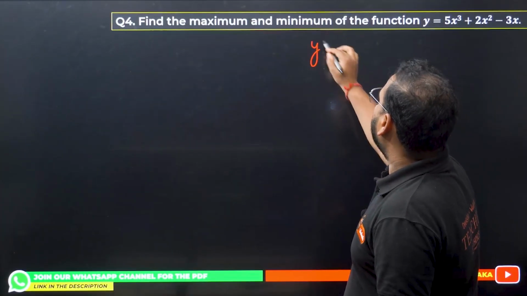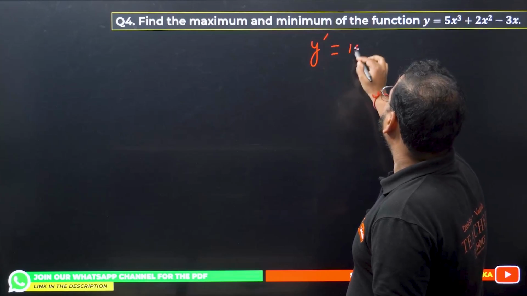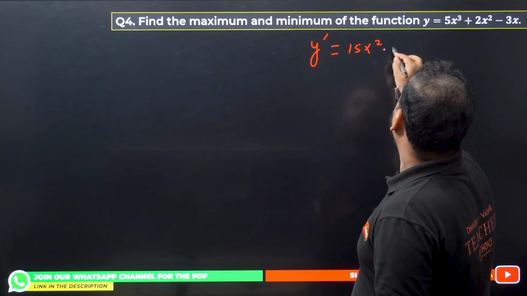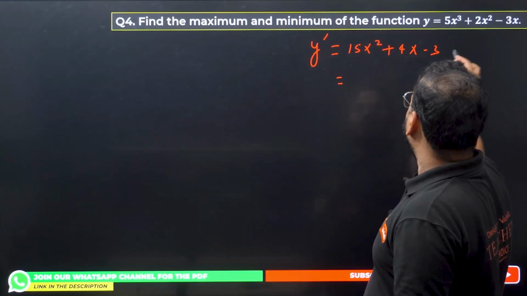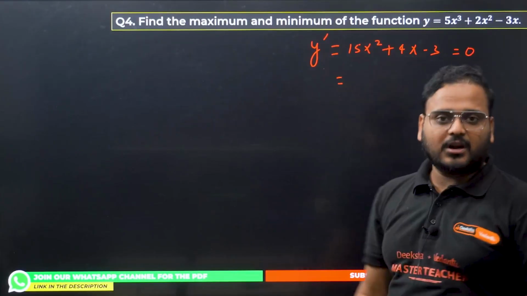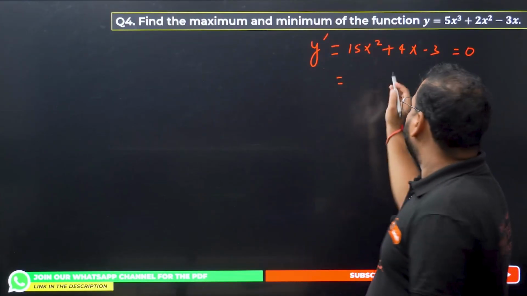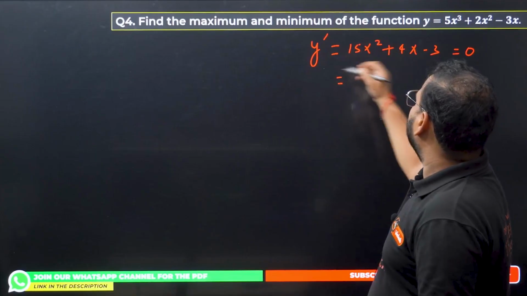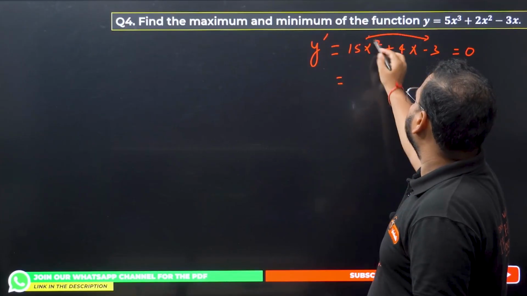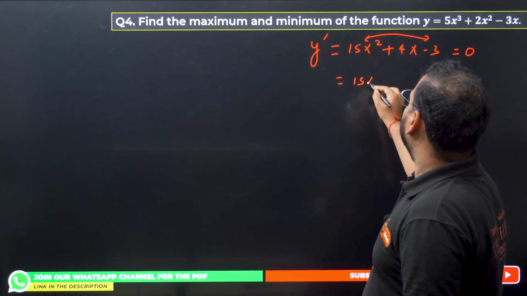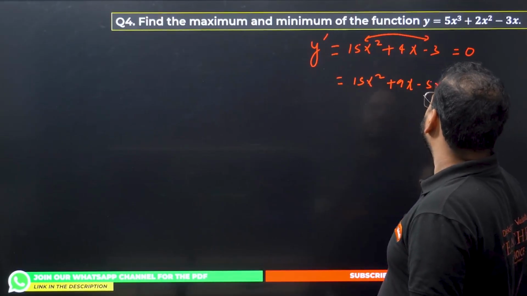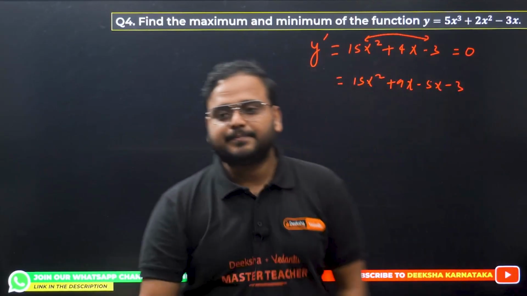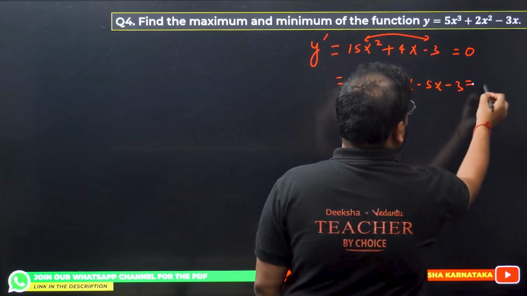Find the y dash. What do you get? 15x² + 4x − 3. You have to put this equal to 0 to find the critical points or the points of extrema. Factorize this. I have 45, right? Multiply these two, you get 45 over here. So you can write 15x² + 9x − 5x − 3. Am I right? Please check.